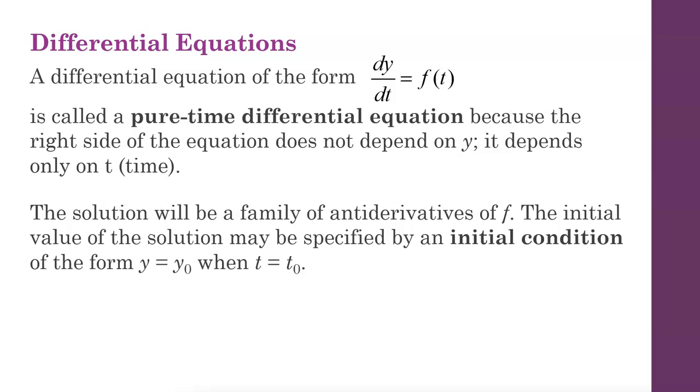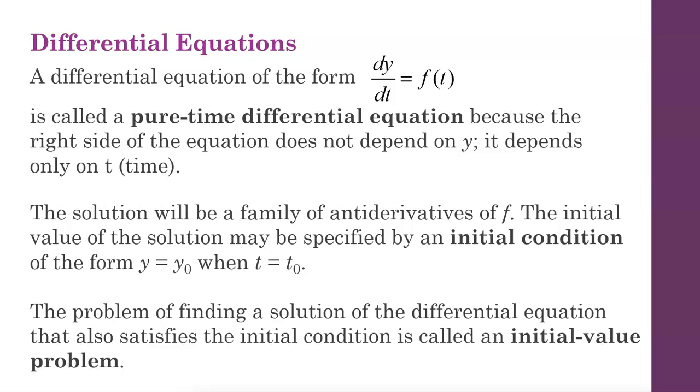The initial value of the solution, right? So if I could find at some point what the value is, we call that the initial condition. And we would have something of the form y equals y sub 0 when t is equal to t sub 0. And the problem of finding a solution of this differential equation, as long as I have some condition given, is what we call the initial value problem.